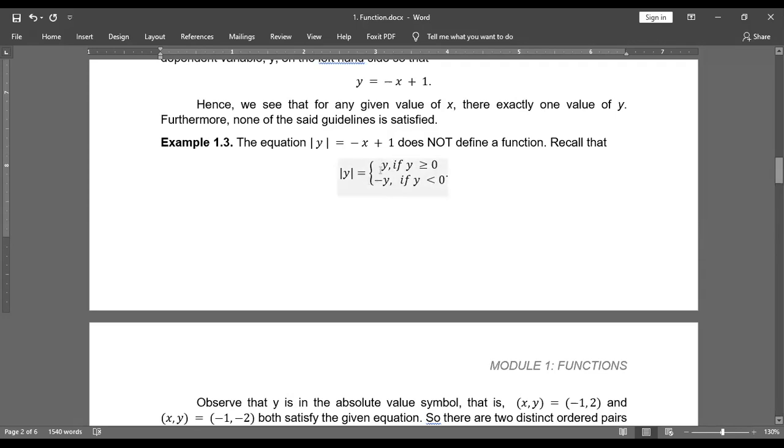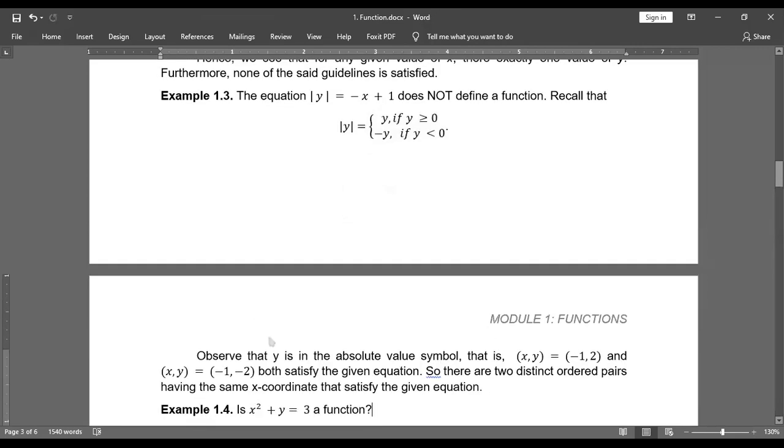So if we get the absolute value of y and negative y, we get the same y. We have to disregard the sign. Therefore, the absolute value of y could give us two different solutions, which is the positive form and its negative form. So observe that y is inside the absolute value symbol.